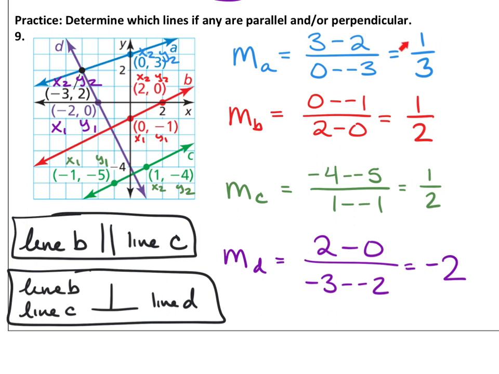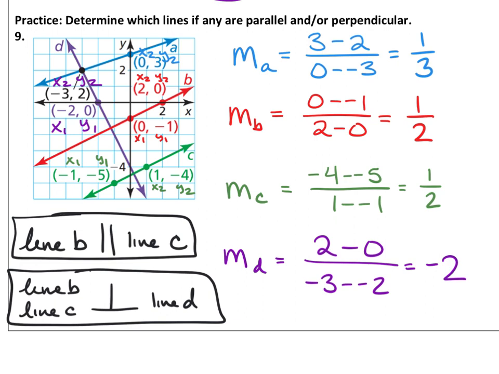Line A is not related at all to any of them. That's not a flipped fraction, nor is it the same sign. So we know line A is gone. No thank you. But these two are the same, and they're specifically the opposite of this one. So line B and C is perpendicular to line D, and line B and C are parallel.